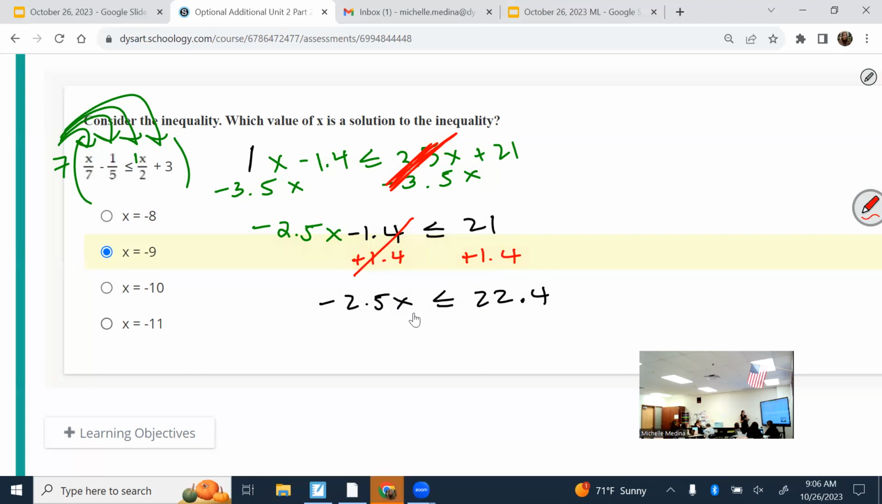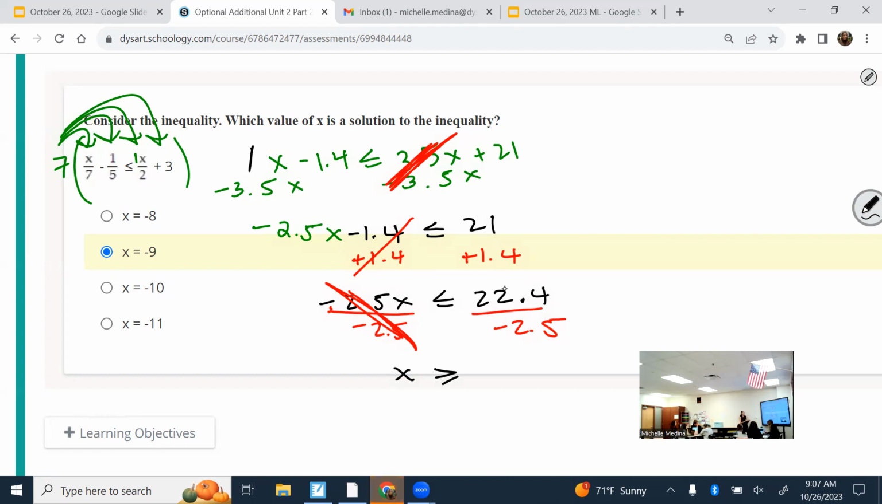And now what's opposite of multiplying a negative 2.5? So we're going to divide that. And whatever you do on one side, do to the other. Now, do I need to flip the inequality symbol when I do that? When I divide a negative on both sides? Anyone? Do I need to flip the inequality symbol when I do this? Yes, because it's negative. So don't forget to do that. So that makes this, instead of less than or equal to, greater than or equal to.